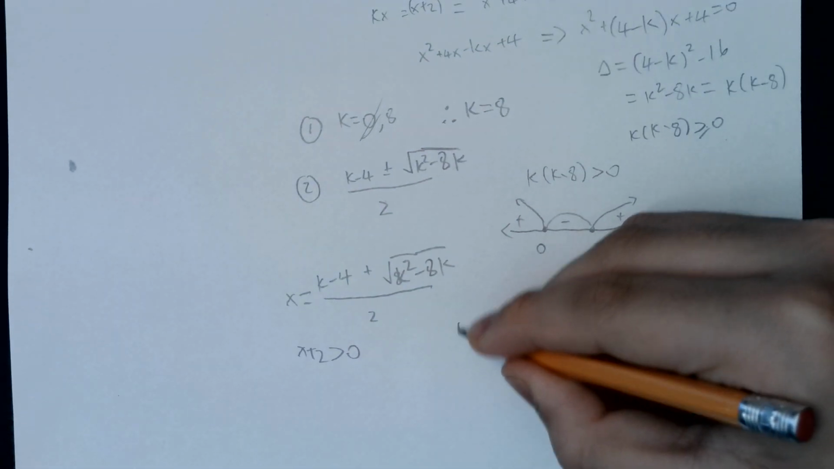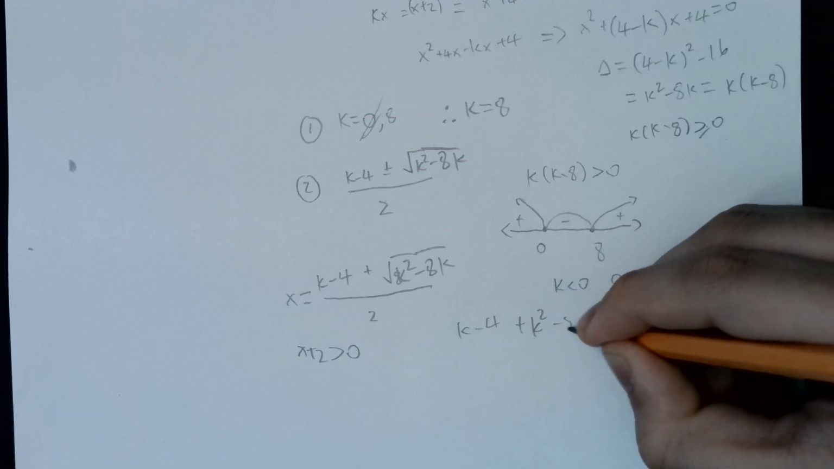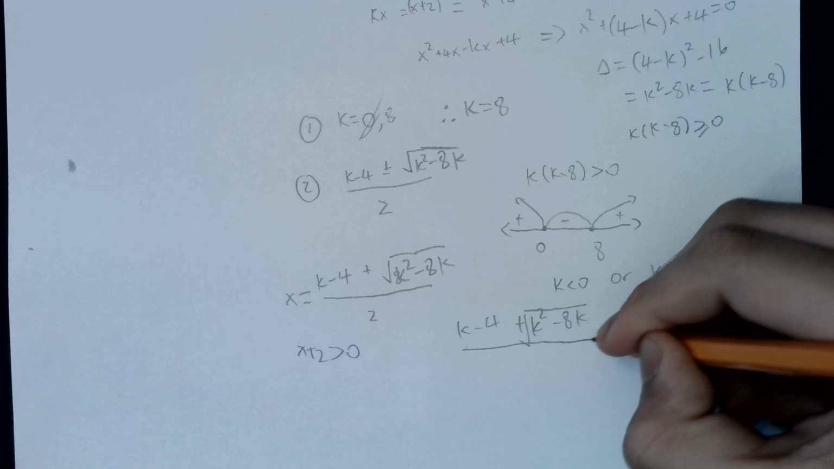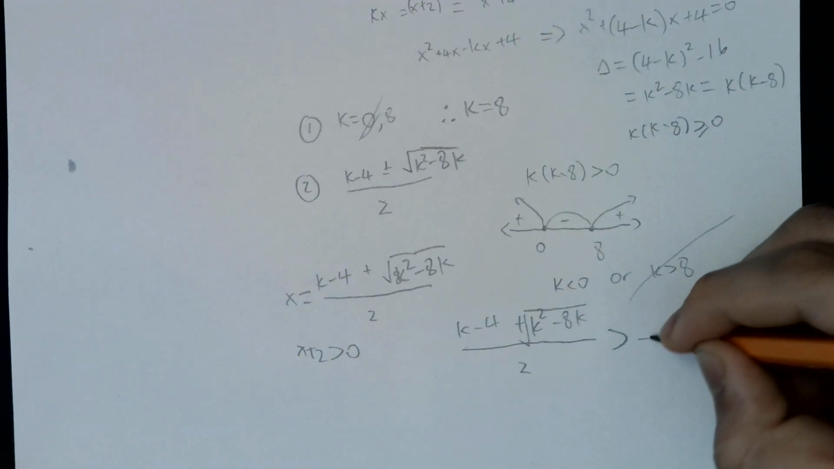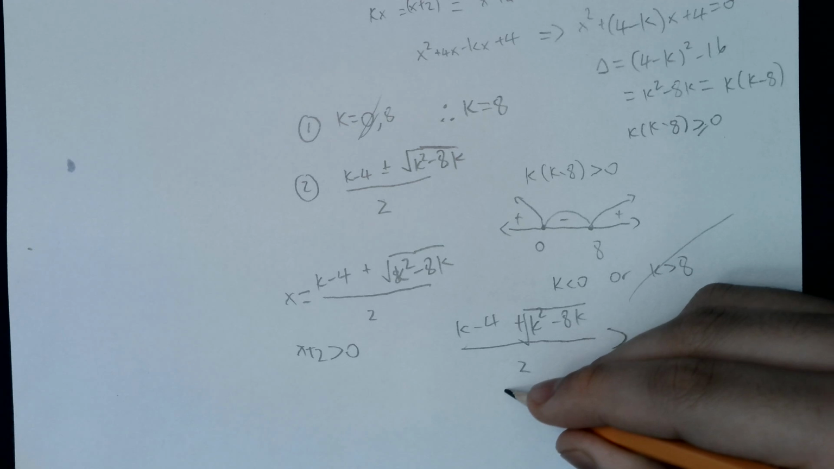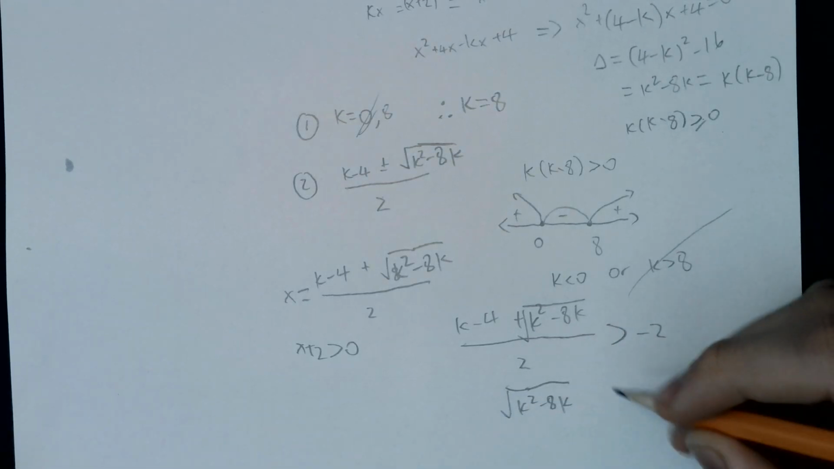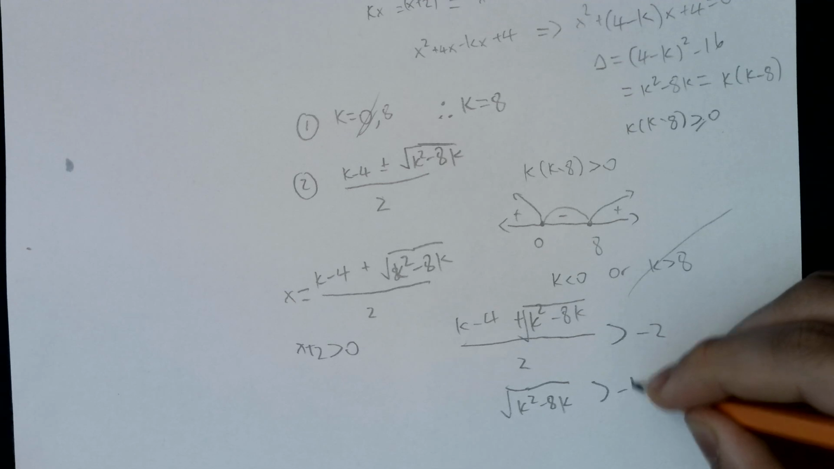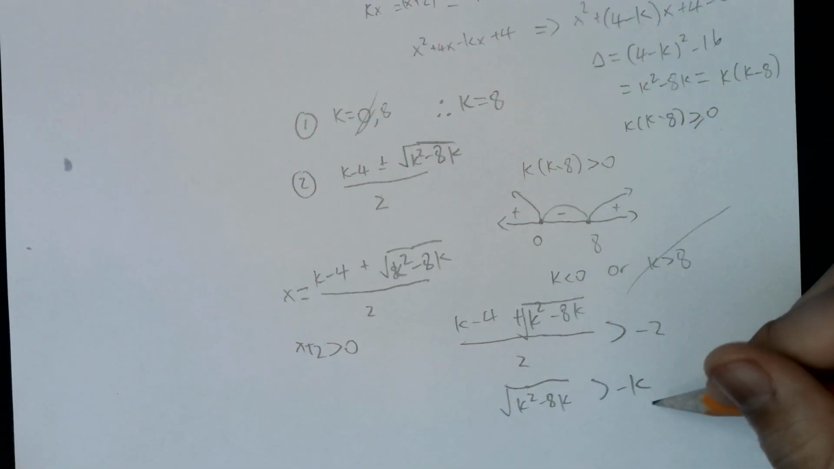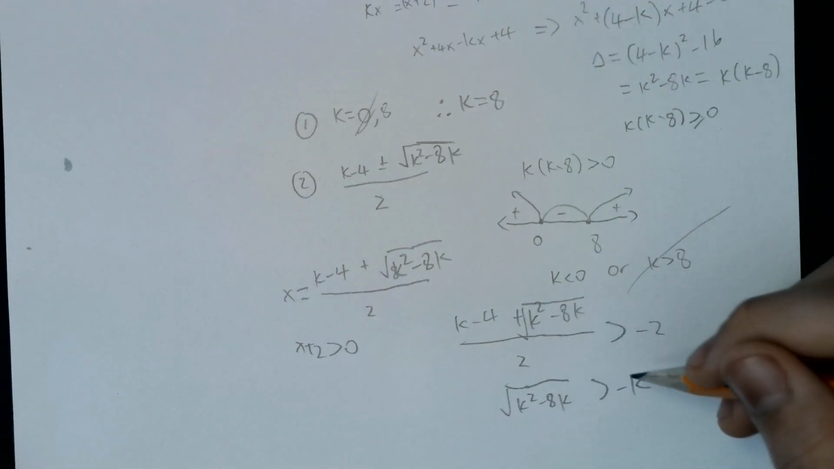Now we can substitute x equals this expression here, to receive k minus 4 plus the square root of k squared minus 8k, divided by 2, is going to be bigger than negative 2. By further simplifying, we can finally receive that the square root of k squared minus 8k is going to be bigger than negative k. Since in this case k is smaller than 0, we know that k is negative, so both sides are going to be positive.